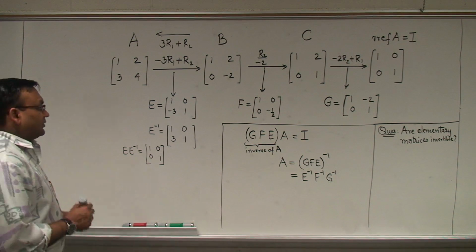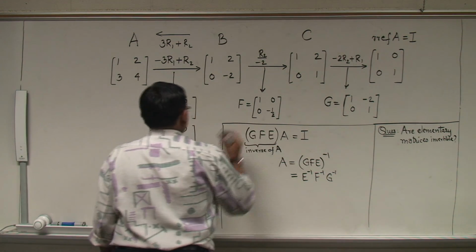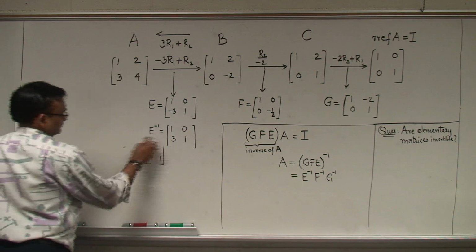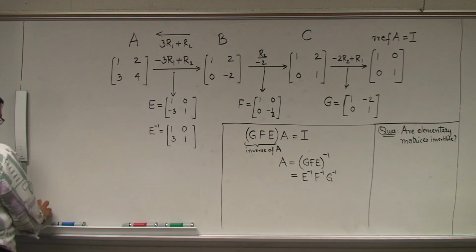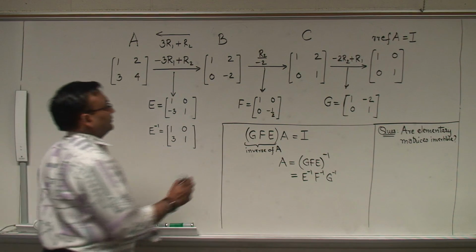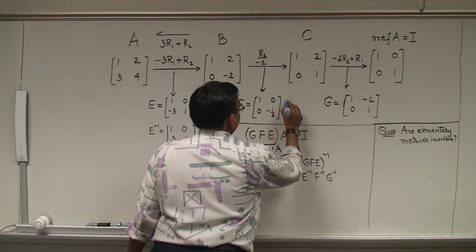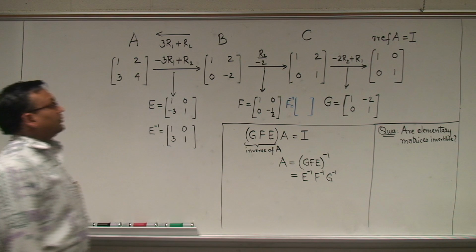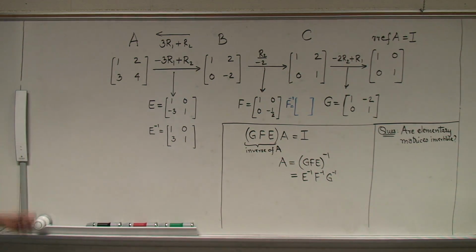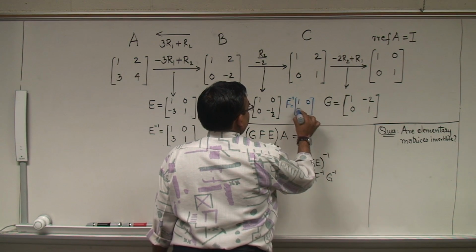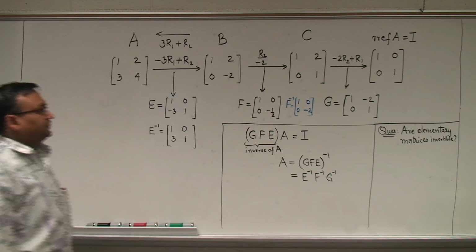Likewise, what would be the inverse of F? If you look at the inverse of F, so here is my E inverse. What would be the inverse of this? Okay, so what did I do? I divided row 2 by -2. So if you want to undo it, you will multiply row 2 by -2. So this would be your inverse matrix.